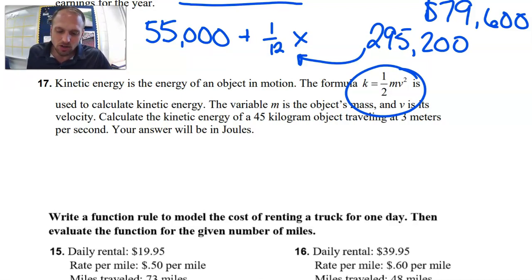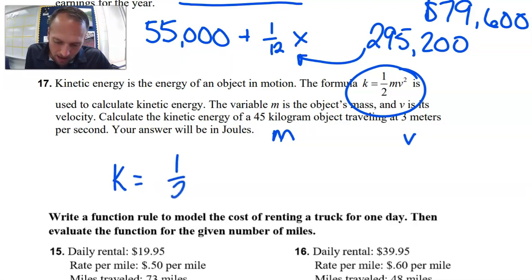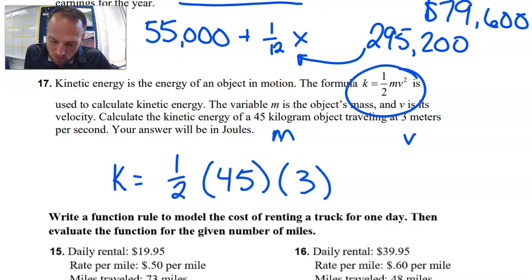Calculate the kinetic energy of a 45 kilogram object traveling at 3 meters per second. Well, 45 kilograms is your mass. 3 meters per second is your velocity. So here's what we've got. K equals 1/2 times our mass, which is 45, times our velocity, which is 3 squared. All right, don't forget to square it. Look carefully at the formula and plug it in exactly like that. So we've got 1/2 times 45 times 3 squared.